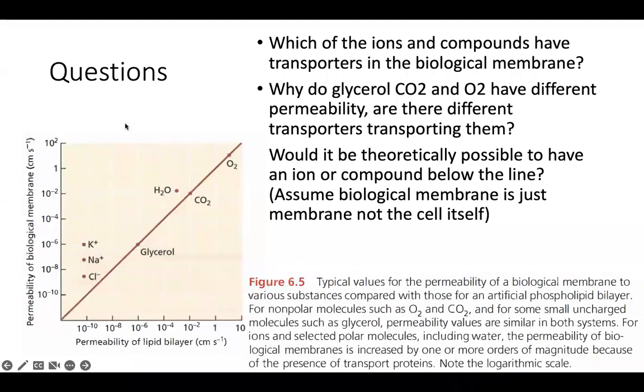And in fact, all the things on top of this line, the biological membrane can permeate them more. Therefore, we can say for all these things, there must be some transporters specific to those things in the biological membrane. Questions about that or comments?